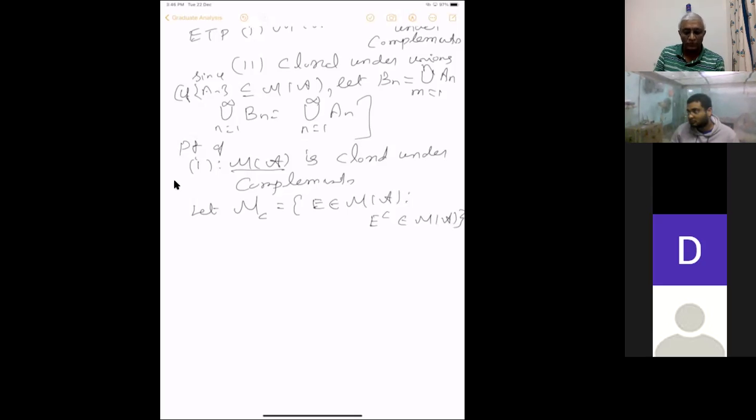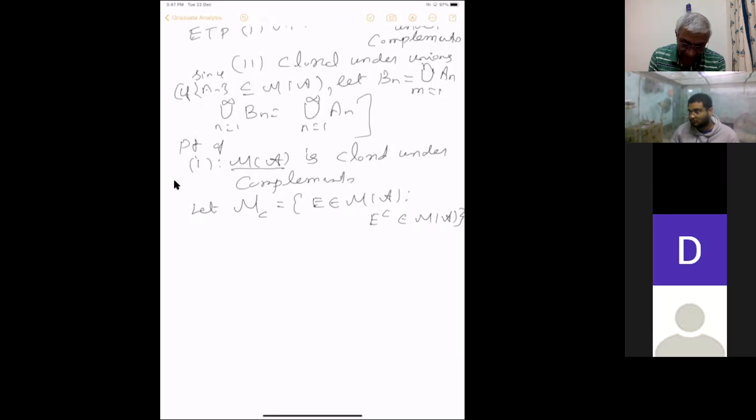To prove that, it is enough to prove that M_C is a monotone class and A is contained in that. So then it will imply that the monotone class generated by A will be contained in this. But this is already contained in that. Okay, let's write step by step. If we define M_C like this, by definition we are taking sets in M of A. So then M_C is certainly contained in M of A by definition. Now to prove M of A is contained in M_C, it is enough to prove M_C is a monotone class.